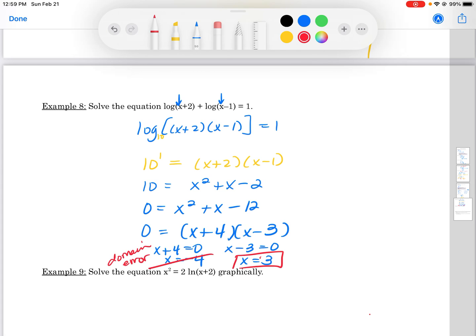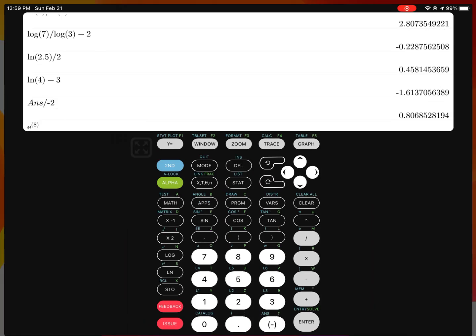All right. We could also do this algebraically. We could do a few different things. We could look for the intersection like we did on the last video and say that we have y equals log of x plus 2 plus log of x minus 1 and y equals 1 and just find the intersection. And that would be perfectly fine. Or we could make this equal 0 and then just find the intercepts, which would be the same concept here. So real quick, let's take a look at what that is.